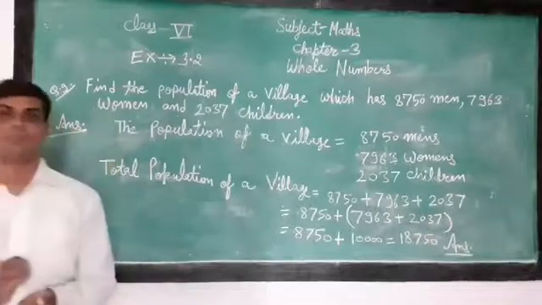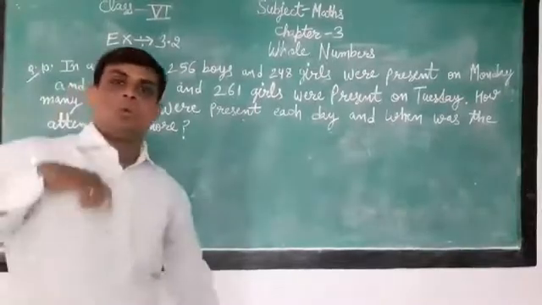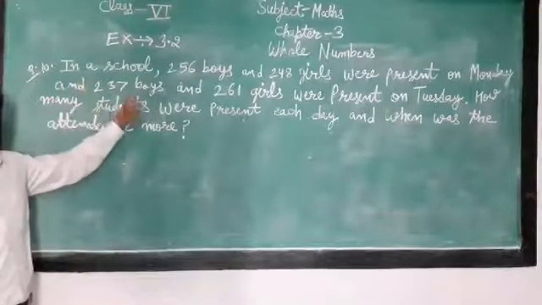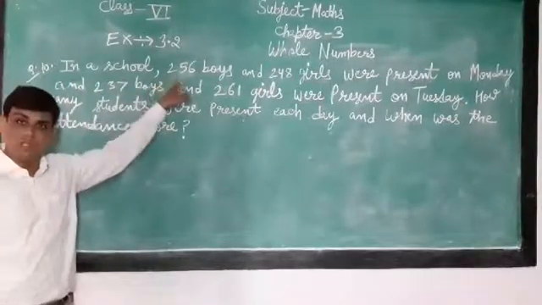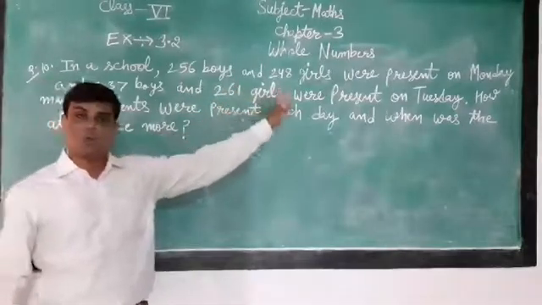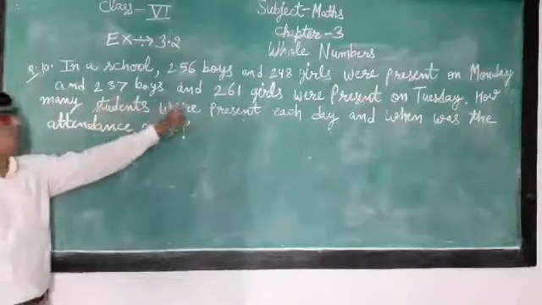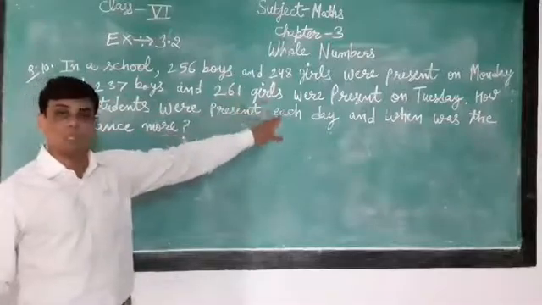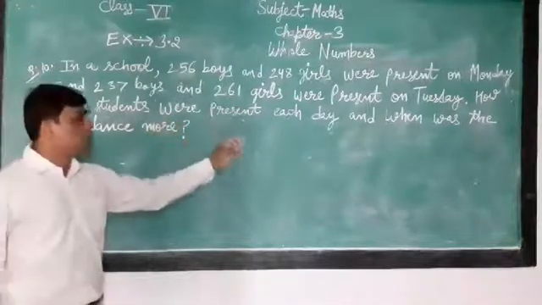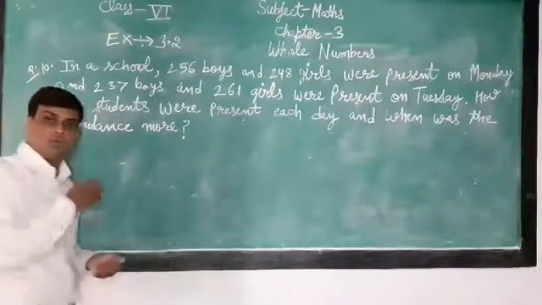Okay students. Now next question is question number 10. In a school, 256 boys and 248 girls were present on Monday, and 237 boys and 261 girls were present on Tuesday. How many students were present each day, and when was the attendance more? Now solve the question.